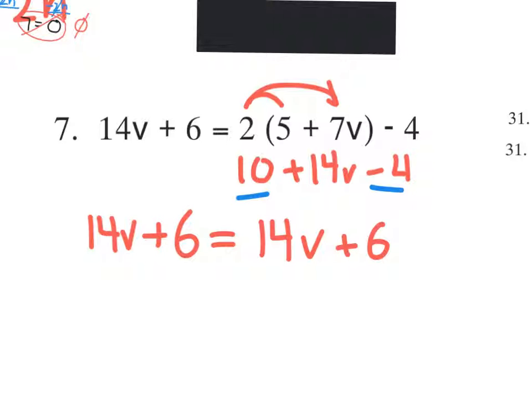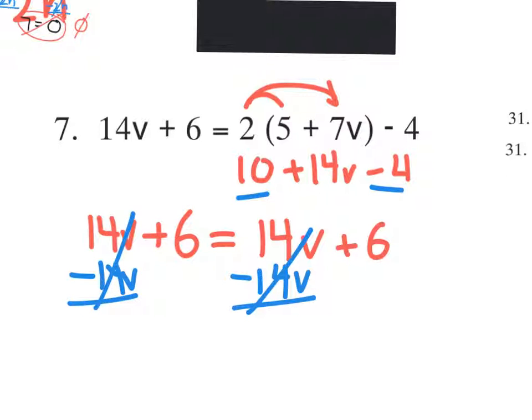Right? Now, let's say you didn't see that right off the bat, and you kept solving. You're like, oh, I want to get v by itself on one side. Let me subtract 14v. It cancels. Subtract 14v, and you're like, what? It also cancels. So what do you have left? You have 6 equals 6. And that's always true, always.